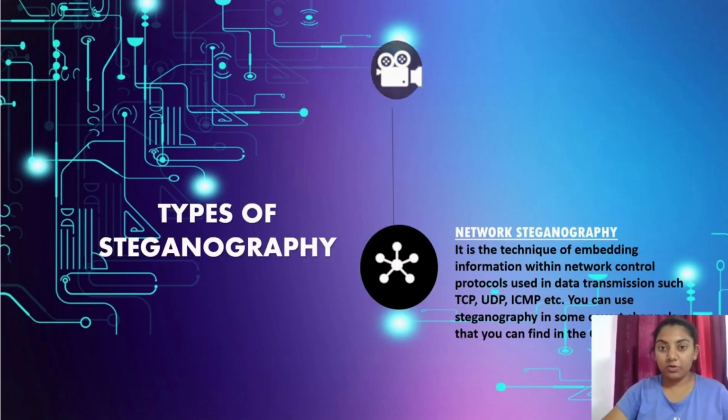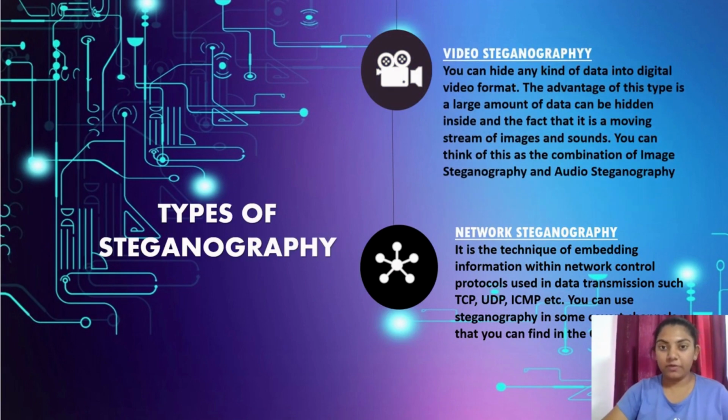The next type of steganography is video steganography. In this, you can hide any kind of data in digital video format. The advantage of this type of steganography is that a large amount of data can be hidden inside, and the fact that it is a moving stream of images and sounds. You can think of this as a combination of image and audio steganography.